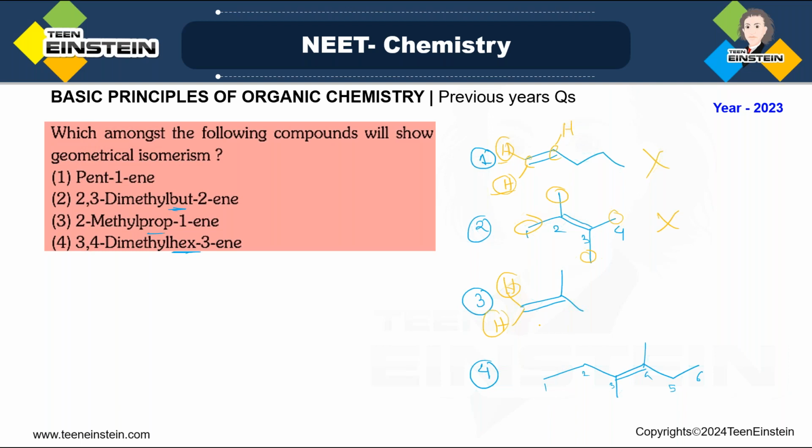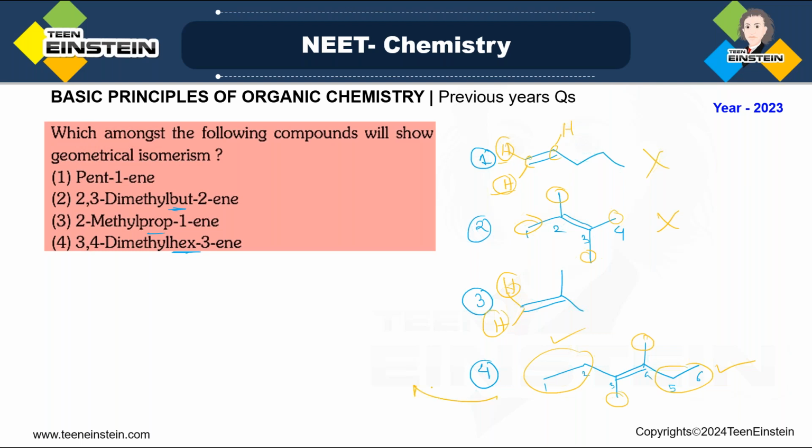Basically what we do, we choose priority on a particular carbon, on the 2 groups that are present. So same thing you can do for molecule 4. Here we have ethyl group and methyl group. So this is having more priority, and on the other carbon of the C=C double bond, methyl and ethyl, so this is more priority. Now the 2 higher priority groups are on the opposite side. So that is why ultimately this will be able to show geometrical isomerism.